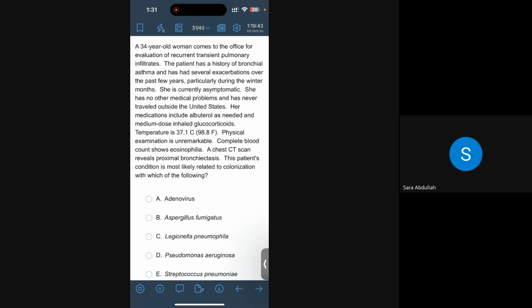Recurrent transient pulmonary infiltrates. History of bronchial asthma. Several exacerbations over the past few months. Currently asymptomatic. Never traveled outside the US. Taking the medications. Complete blood count shows eosinophilia. Chest CT scan reveals proximal bronchiectasis. Eosinophilia is related to the colonization of which of the following?